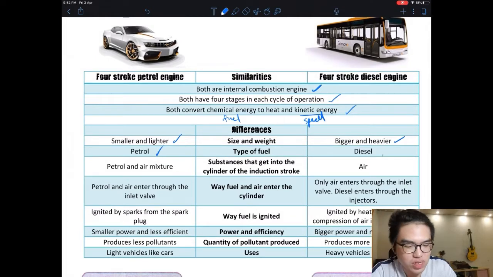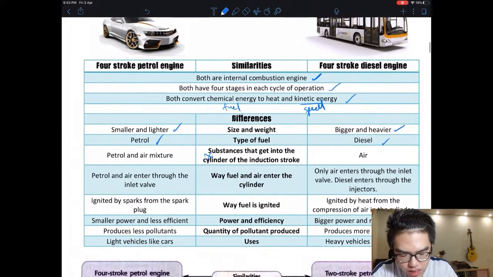Type of fuel: petrol, diesel, obviously. What gets injected is not important, and this is also not important. This one has a spark plug, this one has no spark plug. It is ignited from the heat of compression of air. No spark plug, you can put that here.